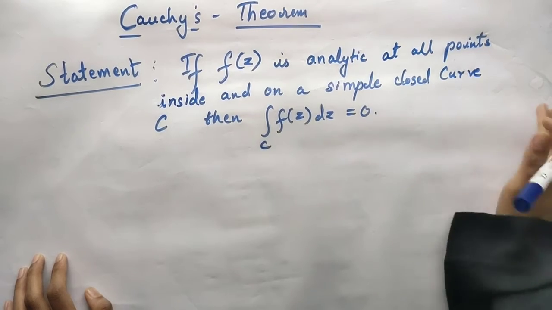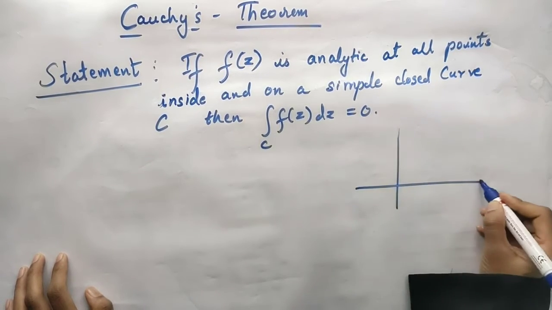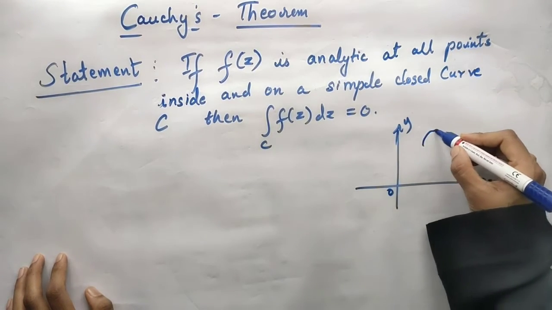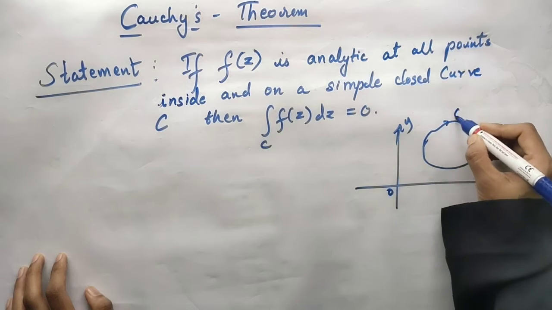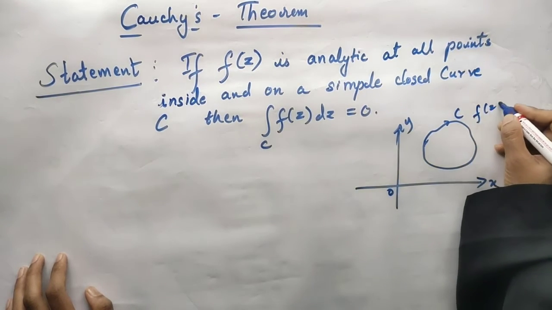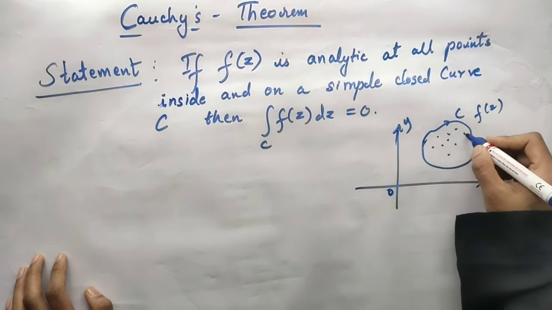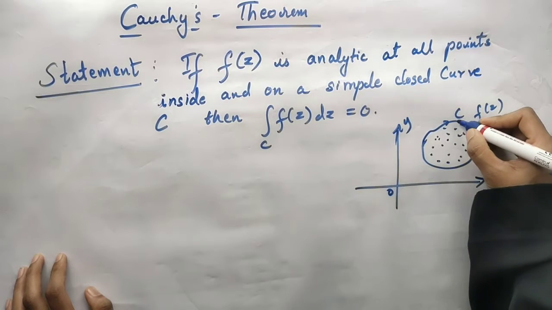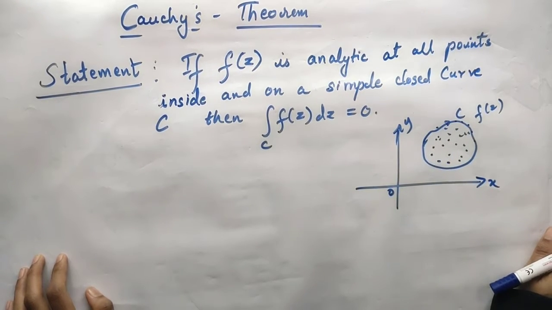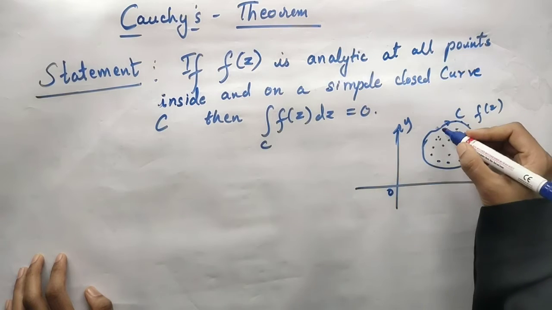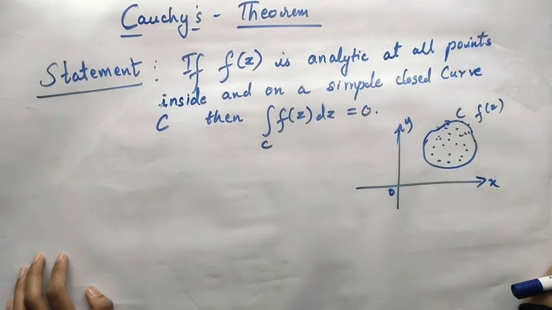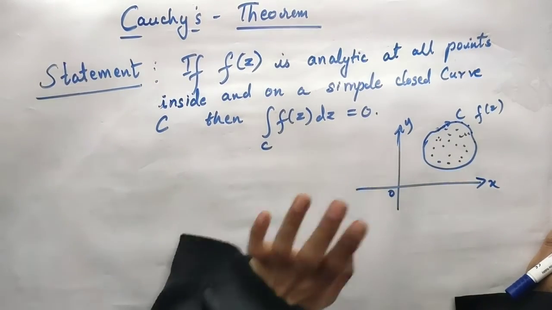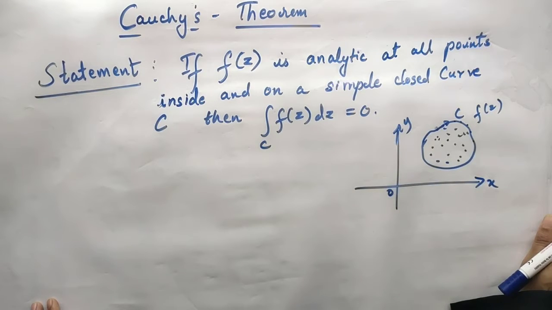So what does this mean? Say this is the x-axis and this is the y-axis, and you have the origin and a simple closed curve C on this, where your function f of z is analytic at each and every point inside the closed curve C and also on the boundary of the closed curve C. On the boundary as well as inside, the function f of z is analytic. Then the integral over this closed curve C, f of z dz is equal to 0. This is what Cauchy's theorem says.